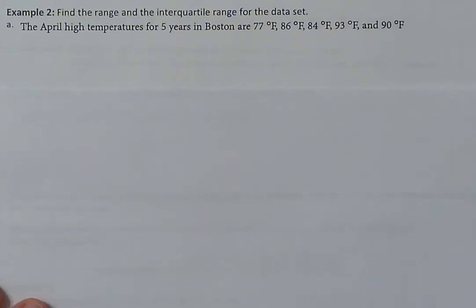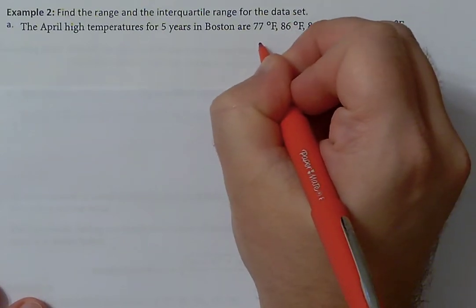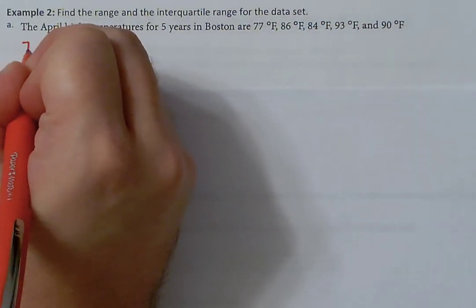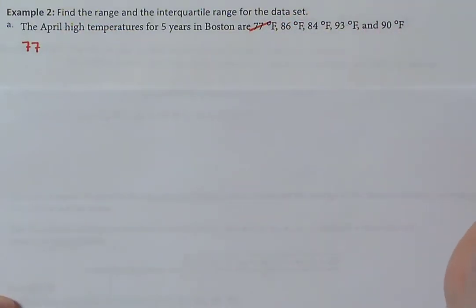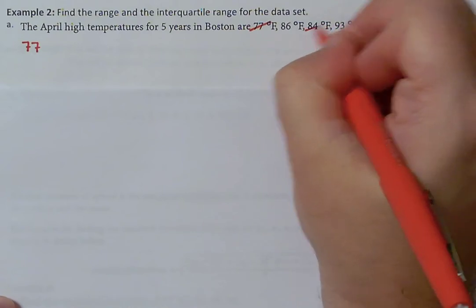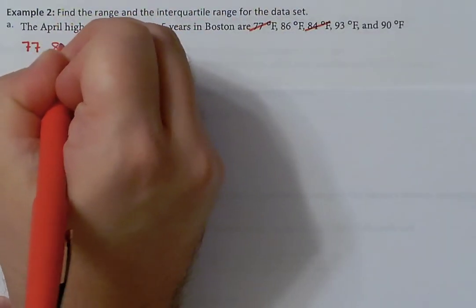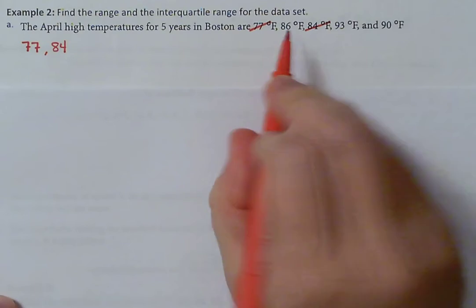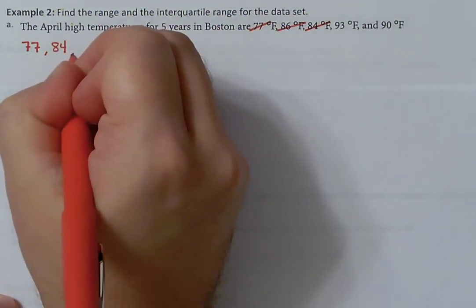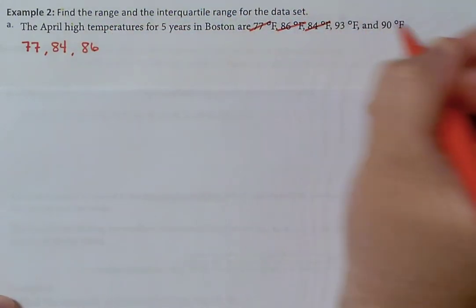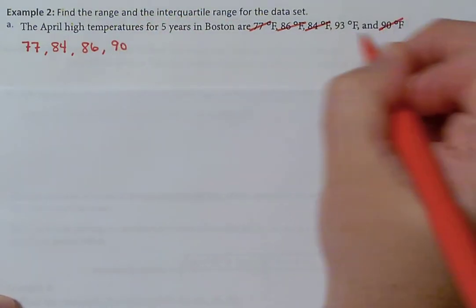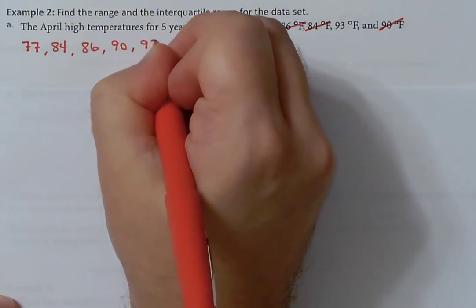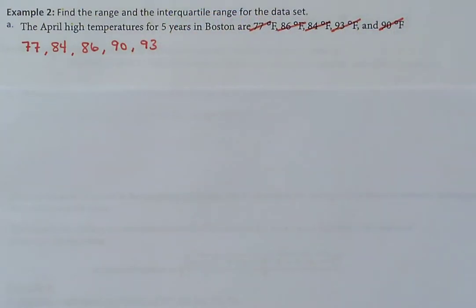So if we do that for this problem, we're going to end up with 77 as our first number, and then we're going to have 84 next, then 86, 90, and then 93. So that is going through and putting them in order from least to greatest.